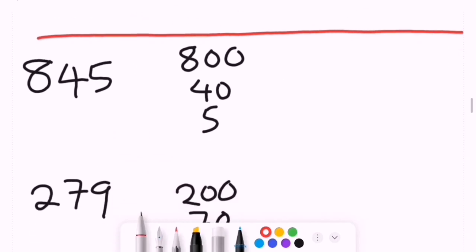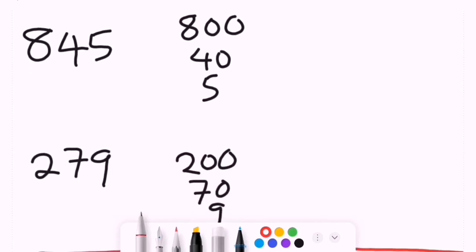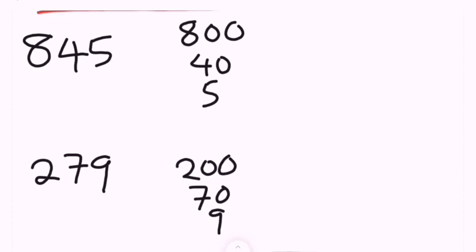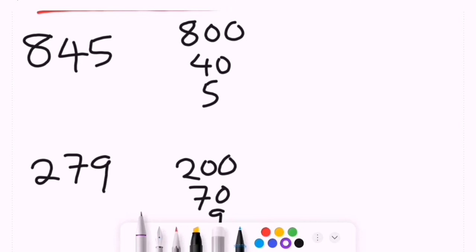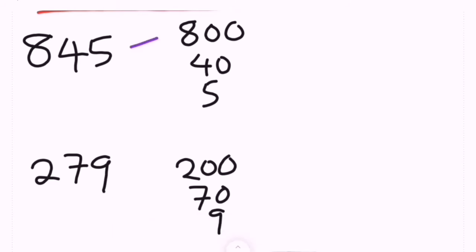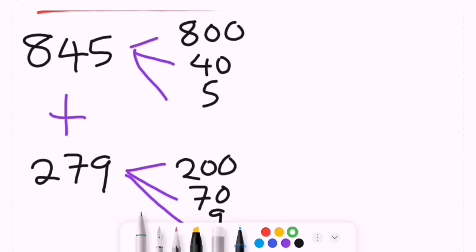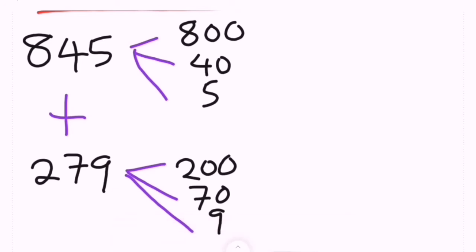So let's make it more difficult for ourselves to do it maybe in 1 second if we can do. So similar to what I have done earlier, I will just try to split this into 800, into 40, and then 5. Then I will split the 279 into 270, and then into 9. Remember, this is a plus operation. So what we are going to do is we start with this. We add these two together.